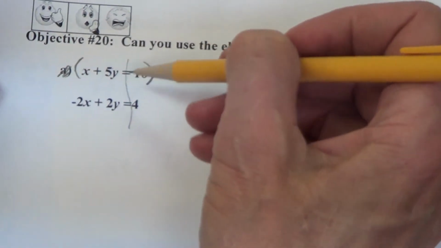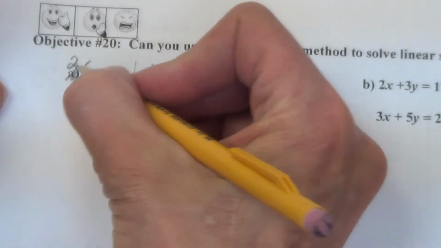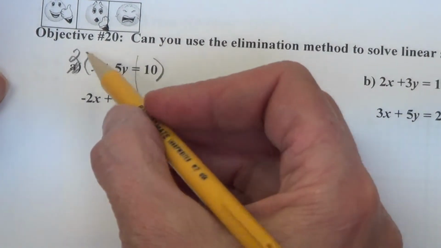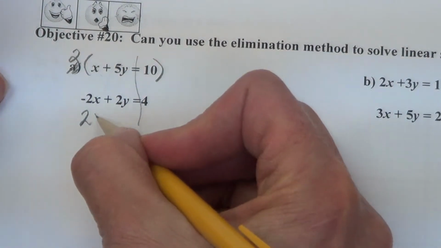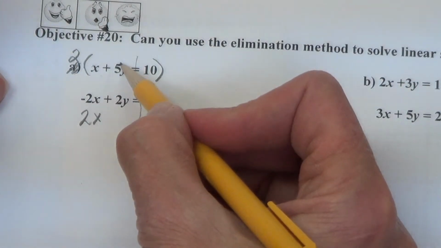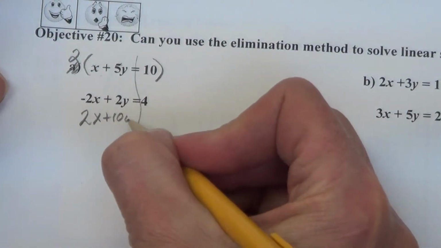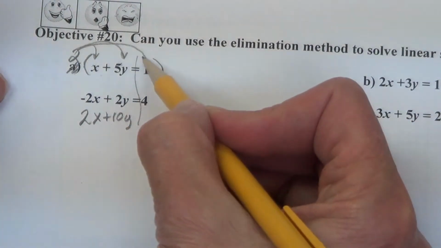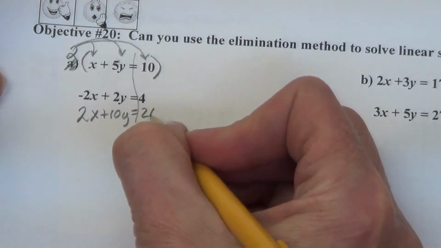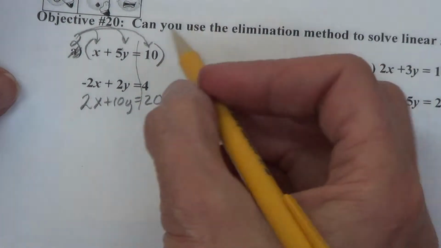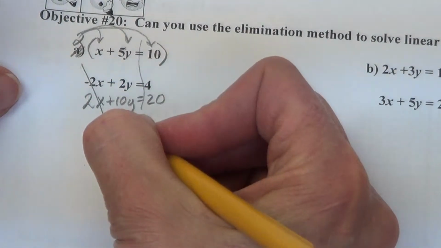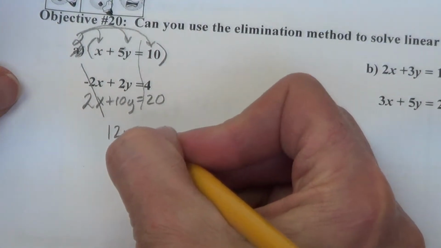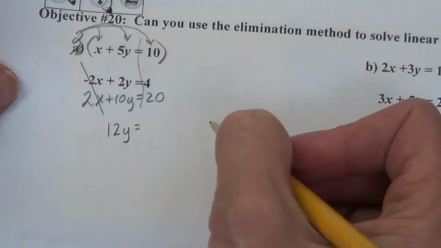By far the easiest one would be to just multiply this by 2 so that we eliminate our x's. So we're going to distribute 2 times x is 2x, write it down here. 2 times 5y is 10y. So we've distributed there and there. 2 times 10 is 20. So now we distributed there. 2x plus negative 2x wipes out. 2y plus 10y is 12y. 20 plus 4 is 24.